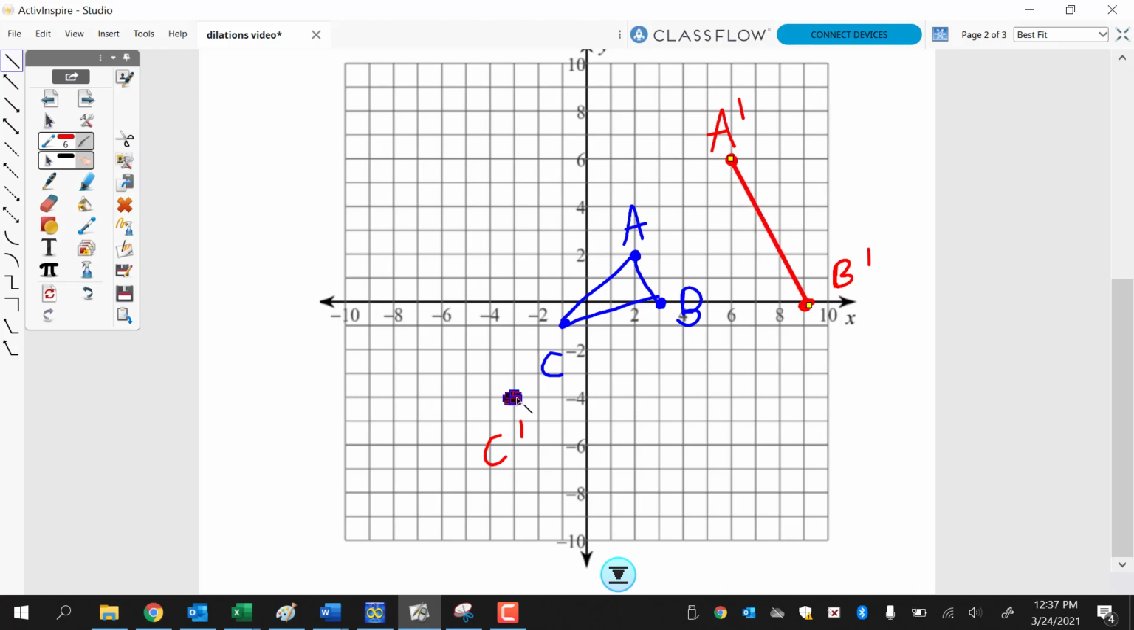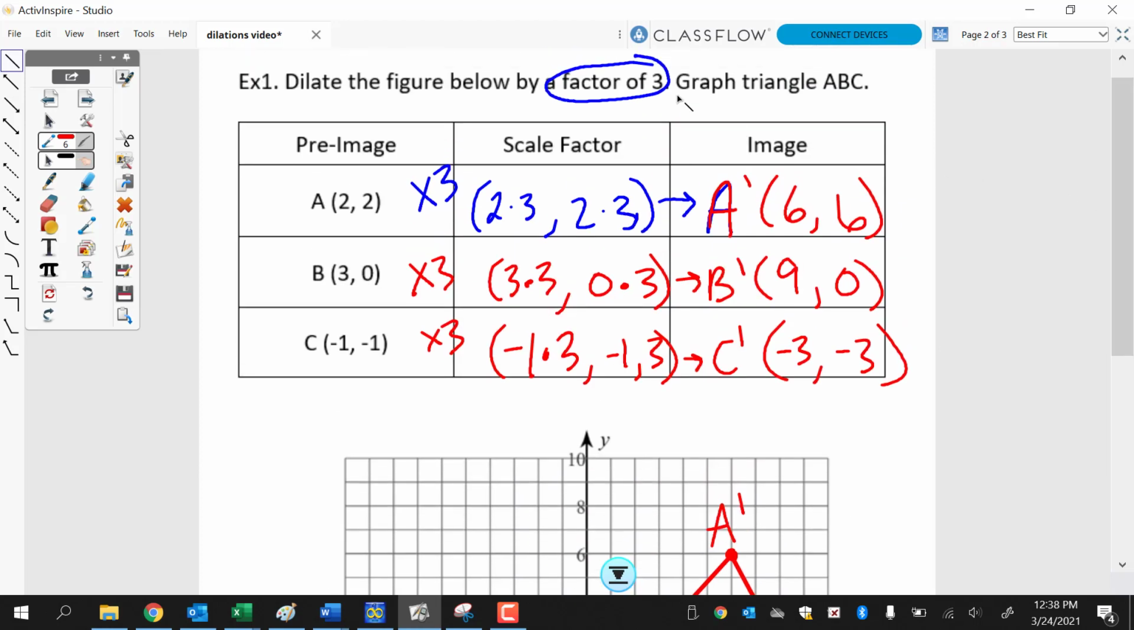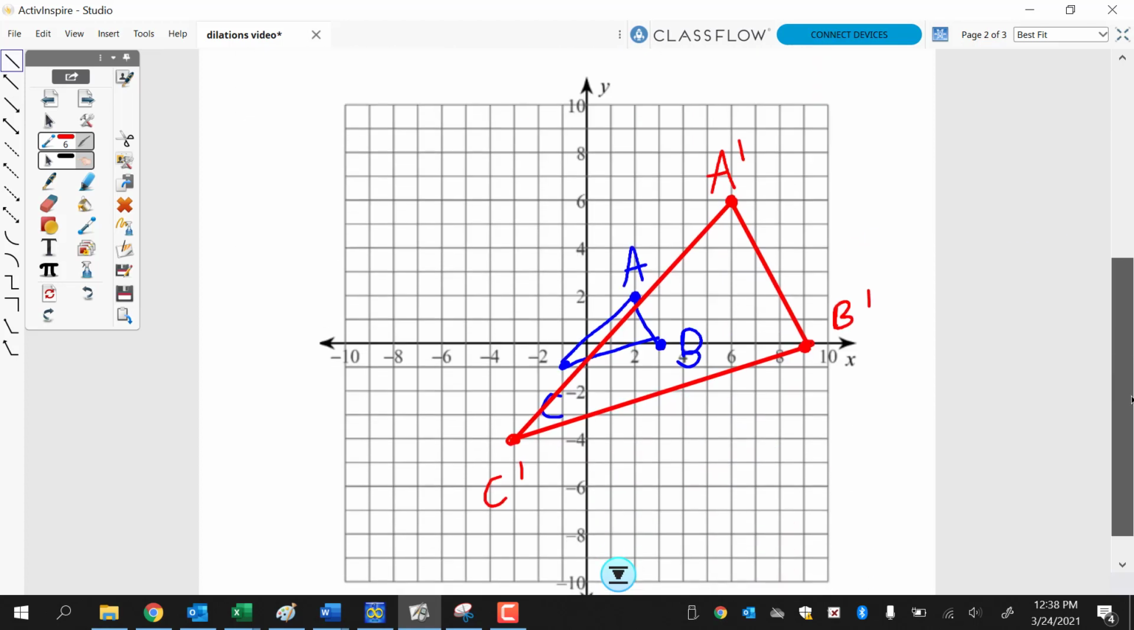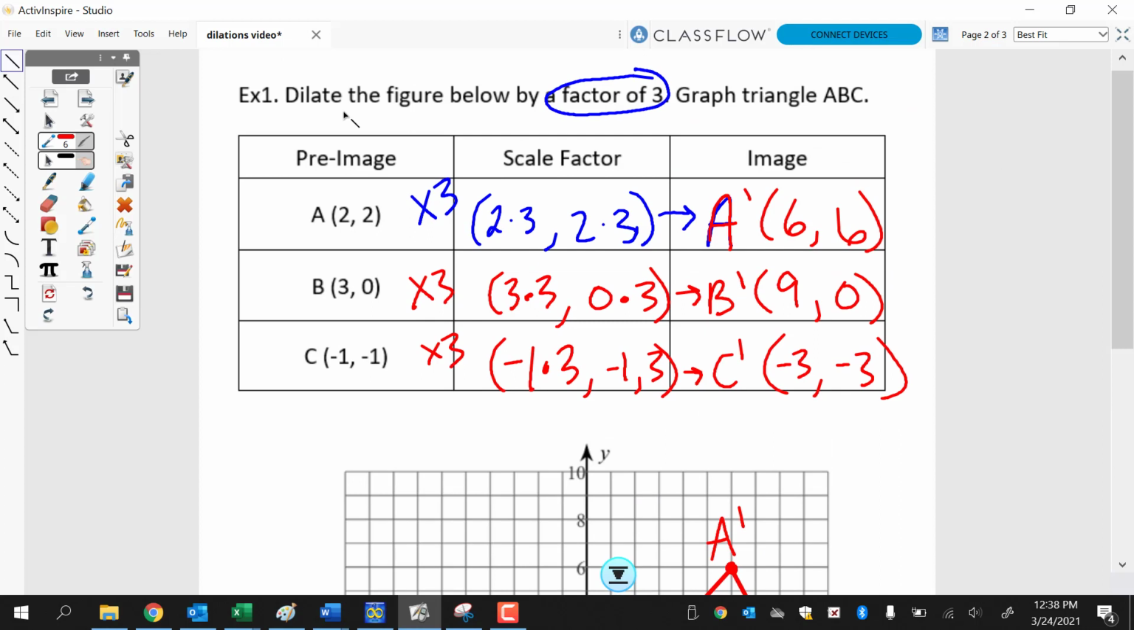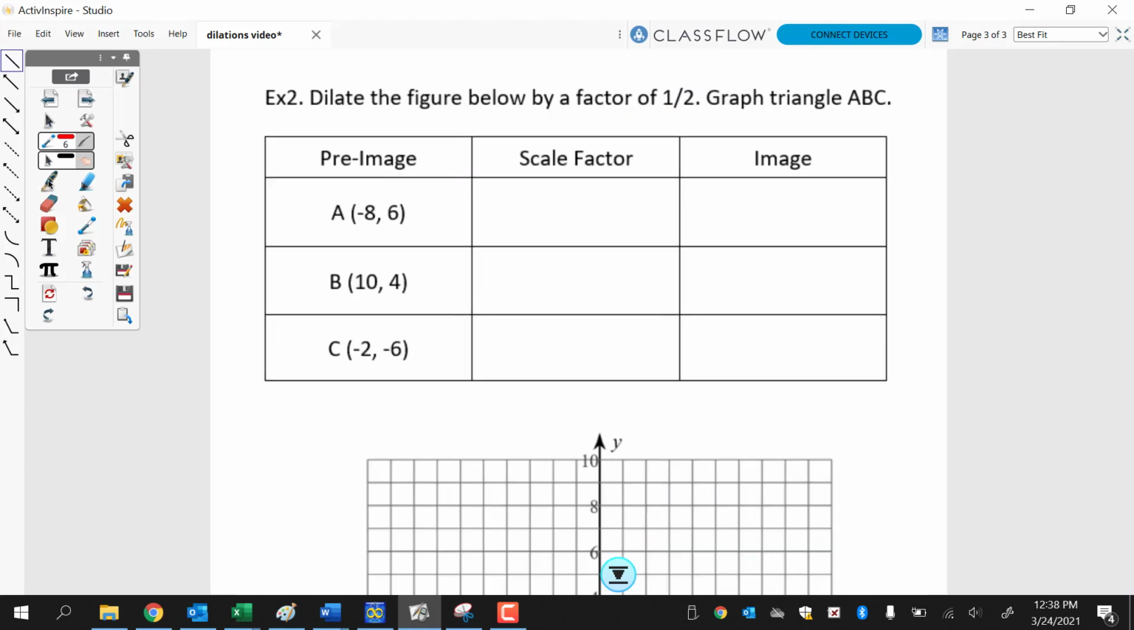So we're noticing that this is obviously still the same shape. It's still a triangle. It's not like a triangle and then a rectangle. It's just a much bigger triangle than the original. And we know it's going to be bigger because this was a number bigger than 1. So when it's a number bigger than 1, obviously it's going to make it bigger. And our shape is bigger. So we're good. Yay. Let's do one more example.